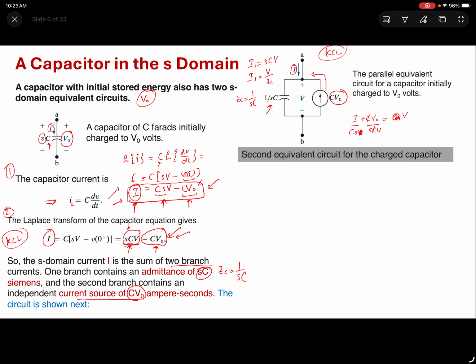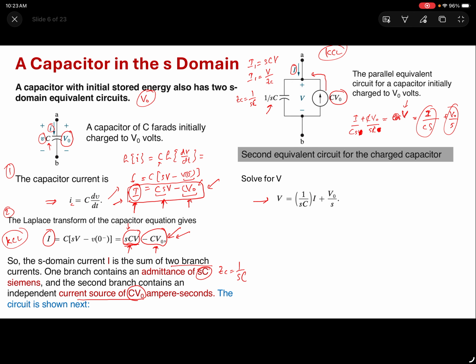CV naught and SC. Yeah, so the V is over here, so there shouldn't be a V. So it should be I over CS plus V naught over S. Okay. So here's the second equation that I got, and I'm going to show you in a second as well over here.